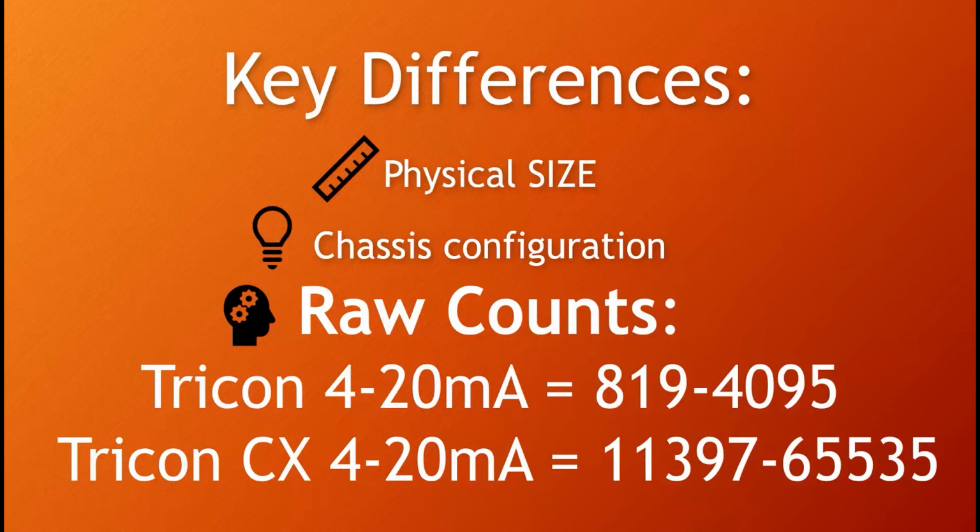You can see here Tricon for the 4 to 20 milliamps is 819 to 4095, whereas the Tricon CX 4 to 20 milliamps is 11,397 to 65,535. So quite a big difference.